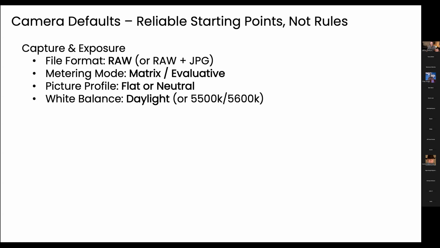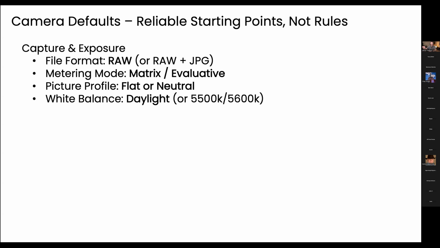If you're uncomfortable with RAW, RAW plus JPEG is fine. Metering mode, matrix evaluative, that's sort of my go-to. For me, it feels predictable. My light meter tends to always act the same way. I have to think about my scene and what my light meter is interpreting it as, but it's always consistent.